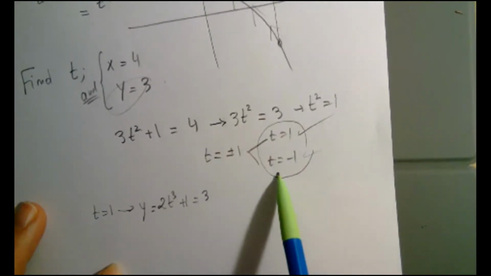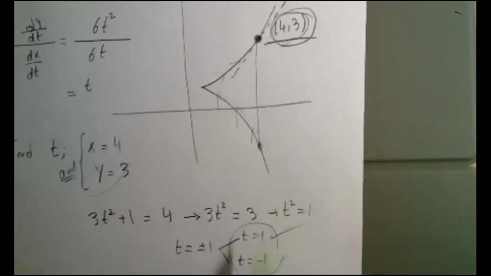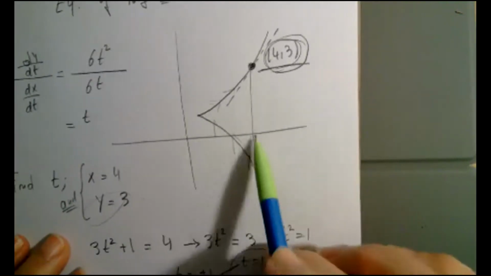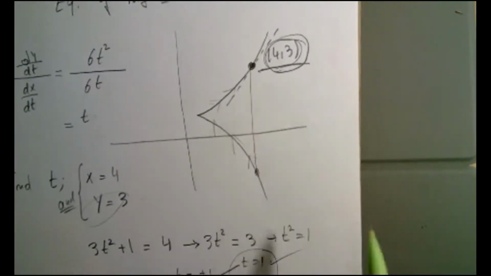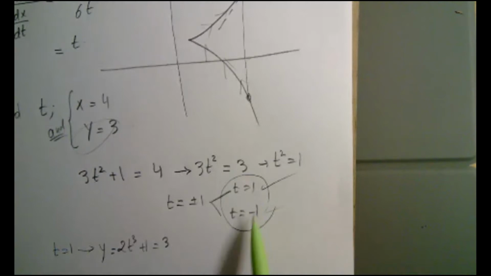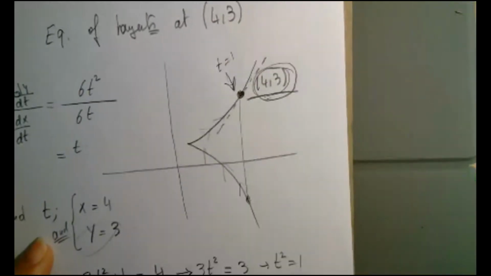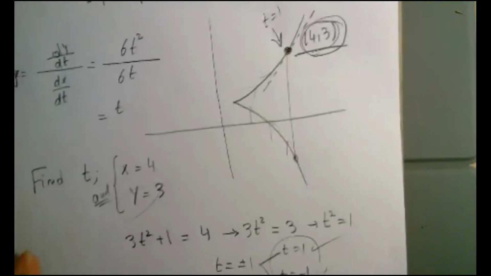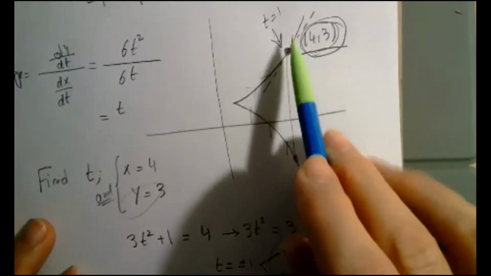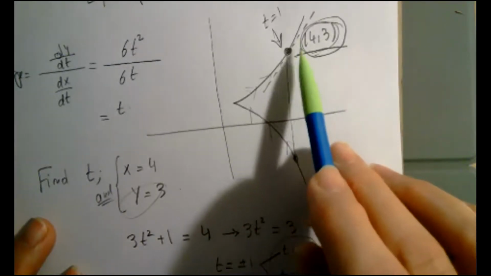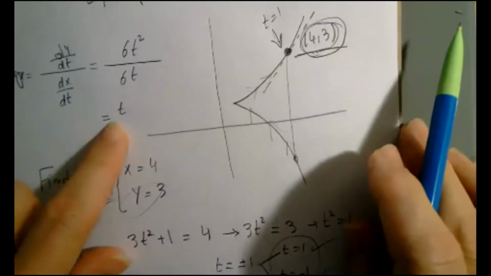For t equal minus 1, the x is 4, but the y is not 3. So I need to set x equal to 4, solve for t, and then I have to figure out which one of them will give a y equal to 3. So this point occurred for t equal to 1. Now I know the t where the particle reached the point 4, 3.